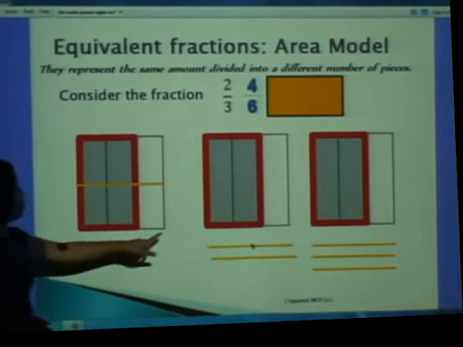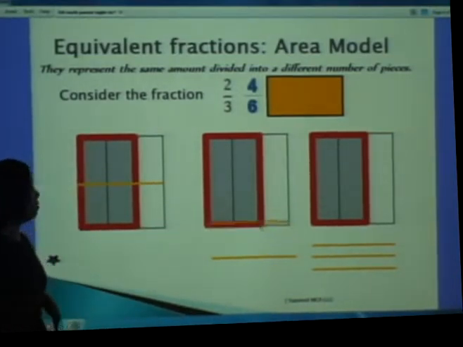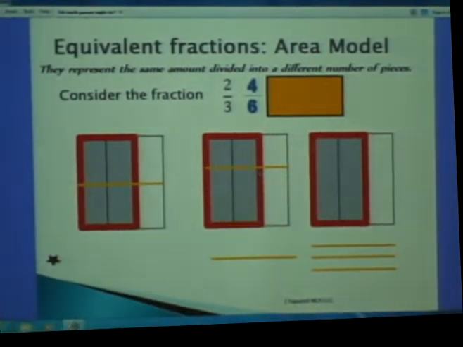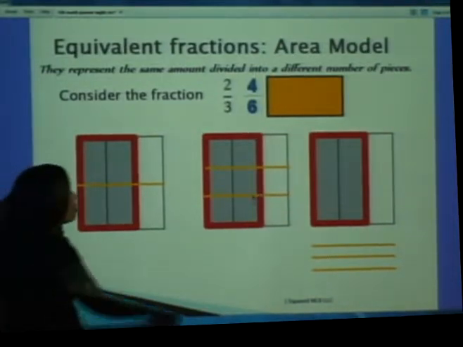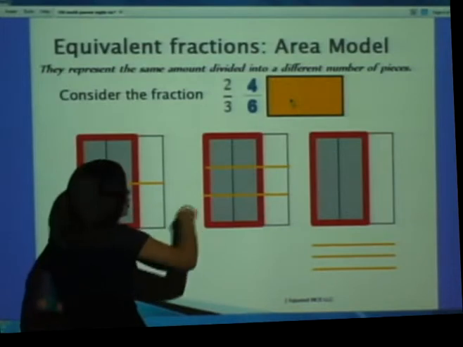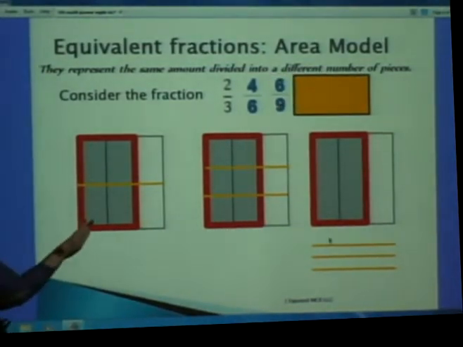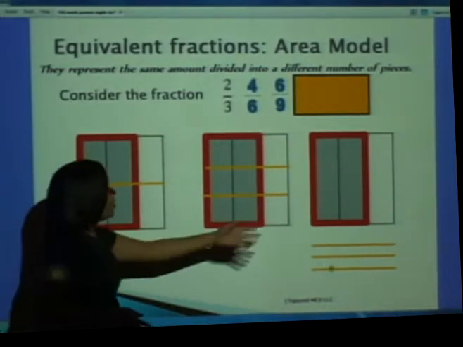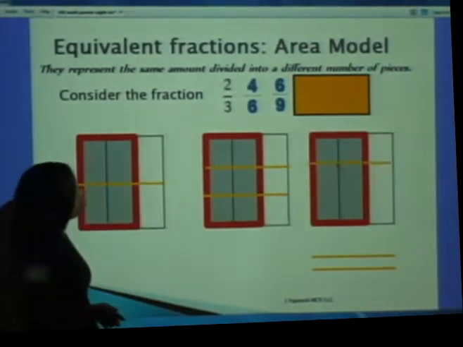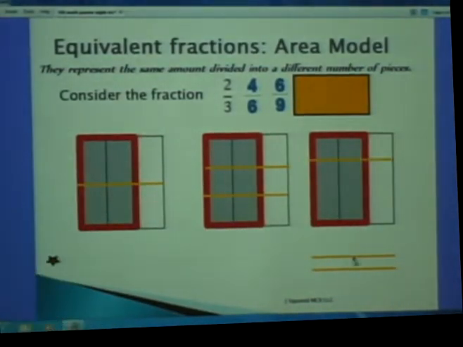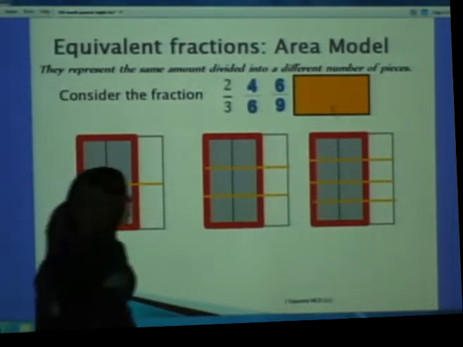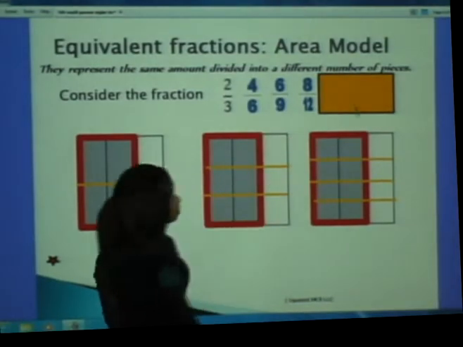So I might take 2/3 and I might want to make it into 3 times as many pieces. And we're just partitioning it off. Now I have 9 sections, 6 of them are shaded. So an equivalent fraction for 2/3 is 4/6, 6/9. Same thing with this one. We're going to make it into 4 times as many pieces. And that gives me 8/12.